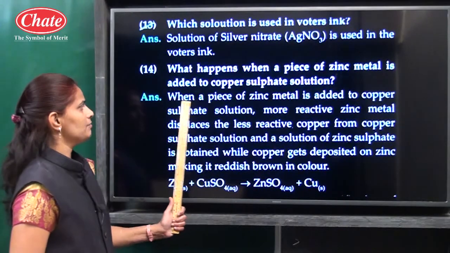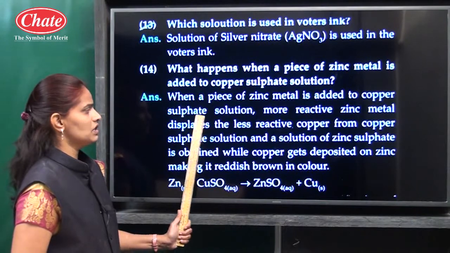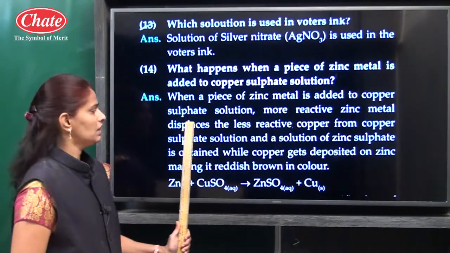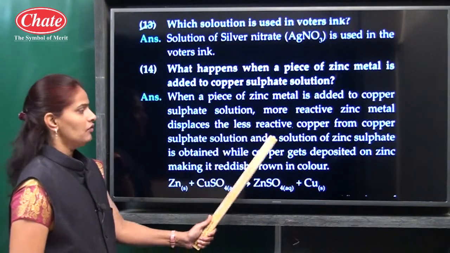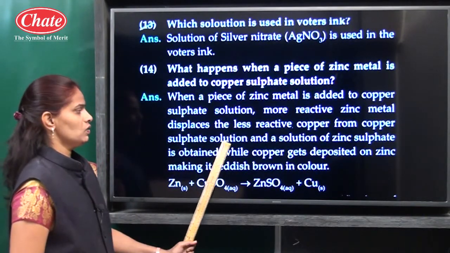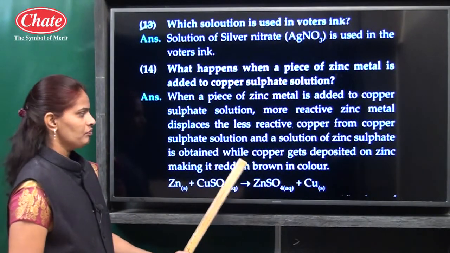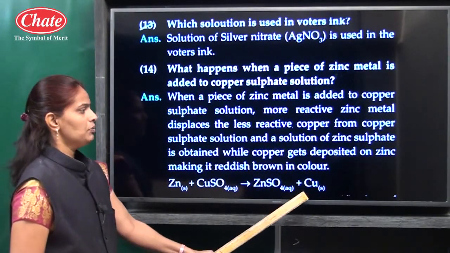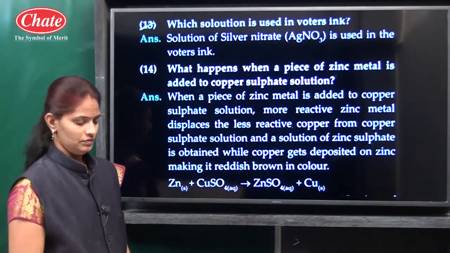So see the answer. When a piece of zinc metal is added to copper sulfate solution, the more reactive zinc metal displaces the less reactive copper from copper sulfate solution, and a solution of zinc sulfate is obtained while copper gets deposited on zinc, making it reddish brown in color.